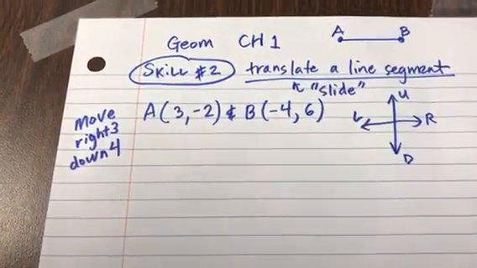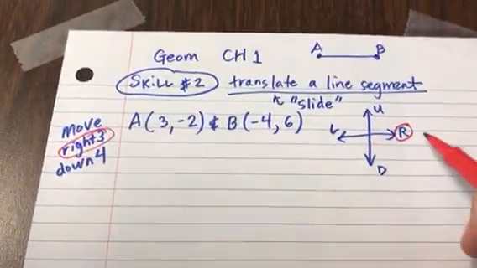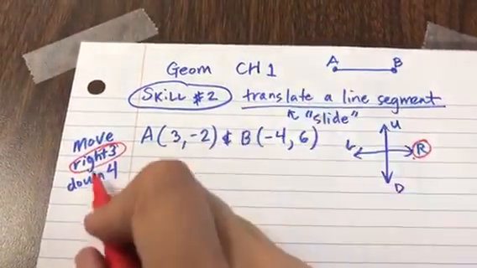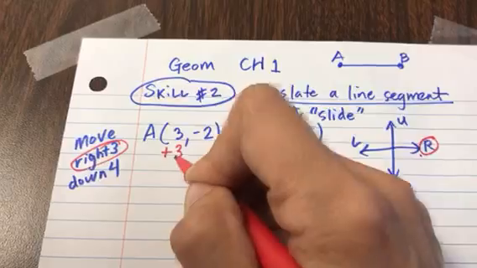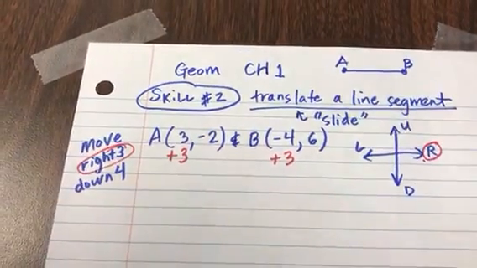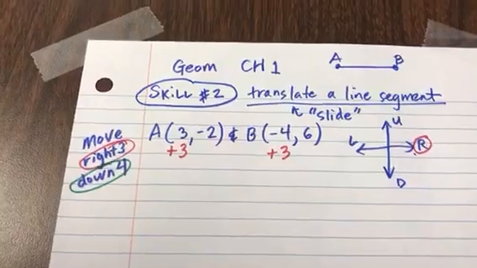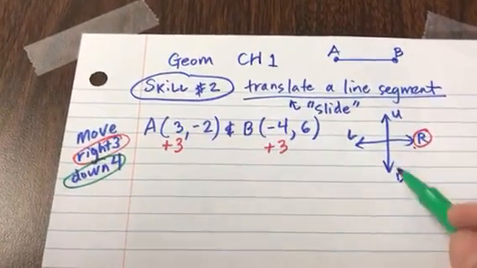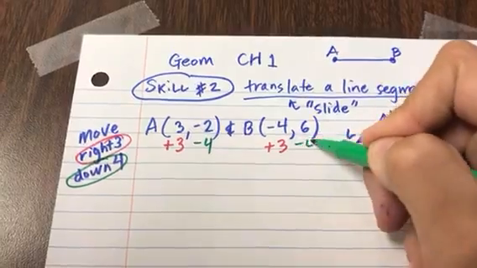Now, we just have to make sure we don't get a mismatch. When they say right 3, we notice right is by the x-axis, and right is in the positive direction. So I'm going to go plus 3, but just to my x values. Then I'm going to do my down 4. Down is my y values going into the negative. So down 4, down 4.